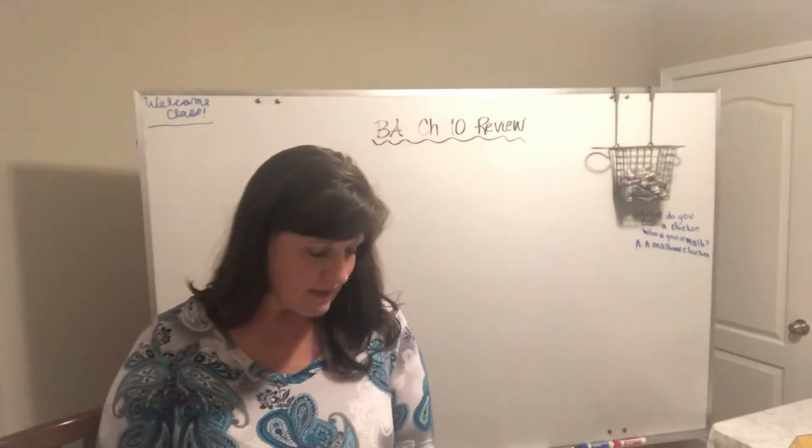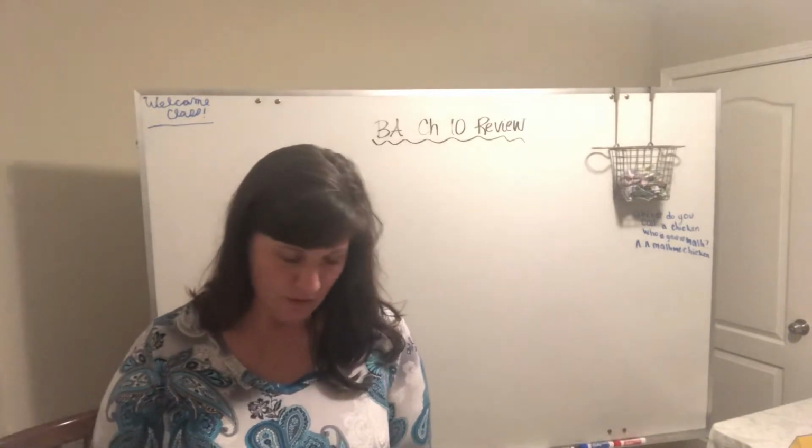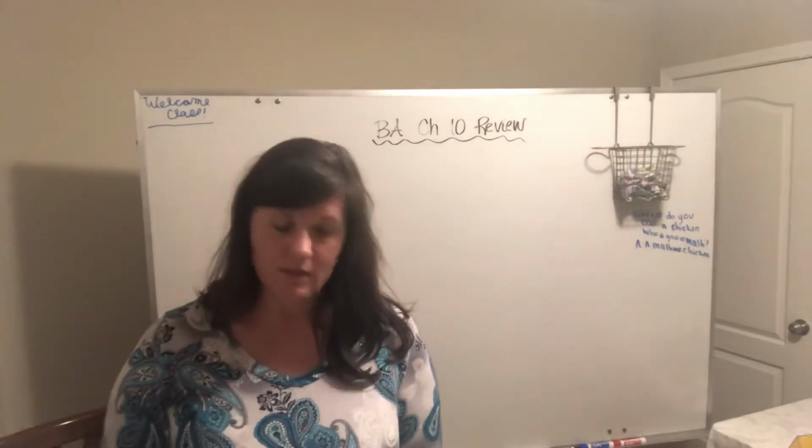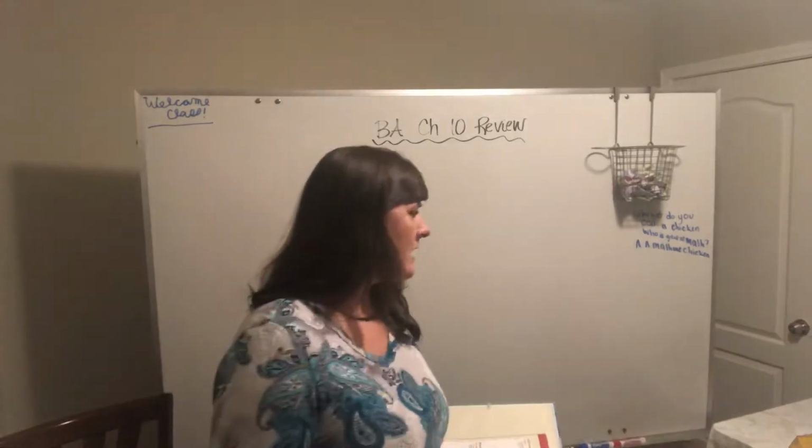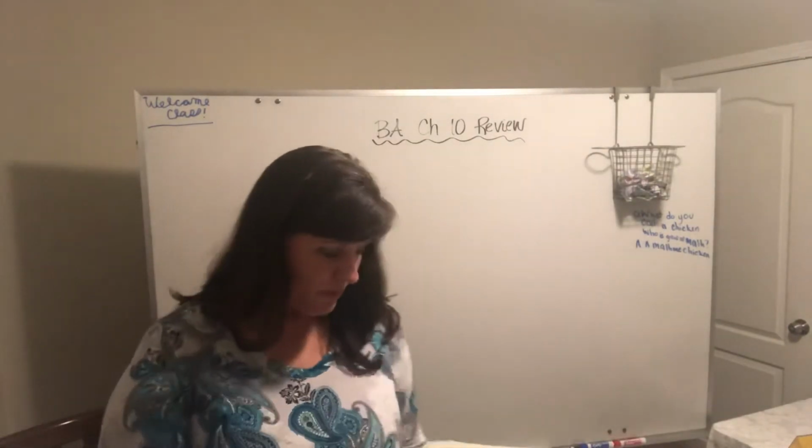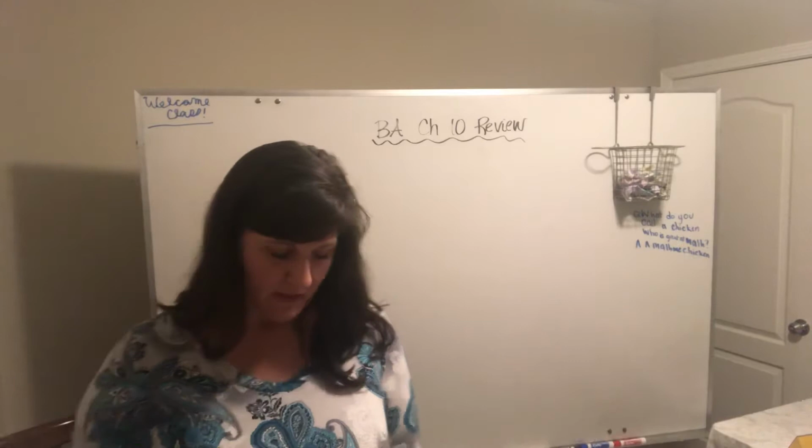Jump to 10.5 and 10.6. I'm going to put these together, surface area, prisms, and cylinders. Okay, again, this is where you have to pay attention to the bases, okay?